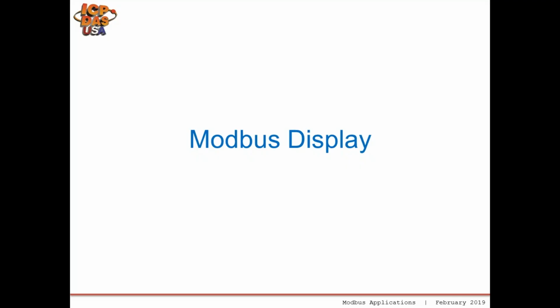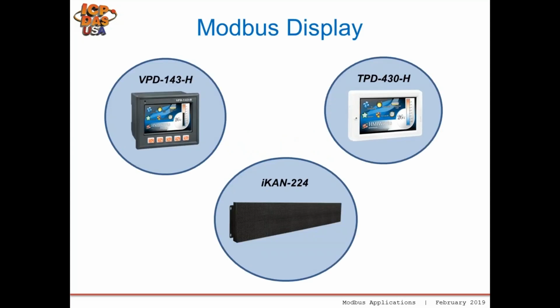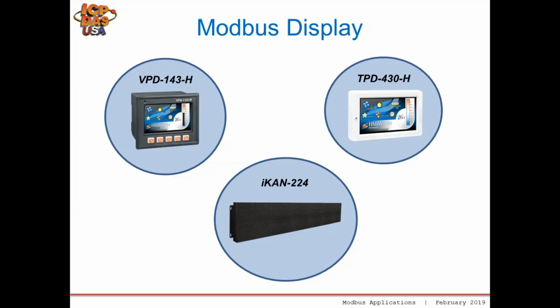For displaying Modbus data, sometimes all you need to do is give a visual display which will show a nice HMI or show the data in general. Like for instance, using our VPD143H, which is IP65, you can use it to display Modbus values. The TPD430H shown in this picture is 4.3 inches. We have smaller ones at 2.8 inches and larger ones up to 7 inches. And our IKAN are large digit displays, which can be used for displaying Modbus values to a larger audience.